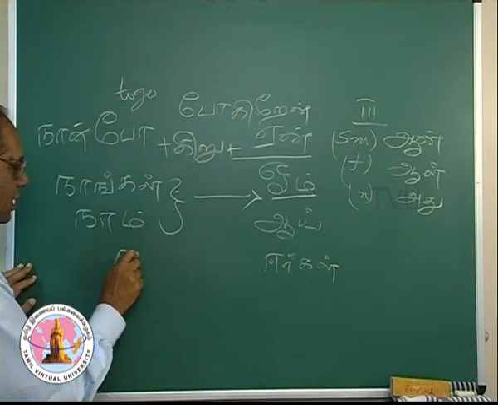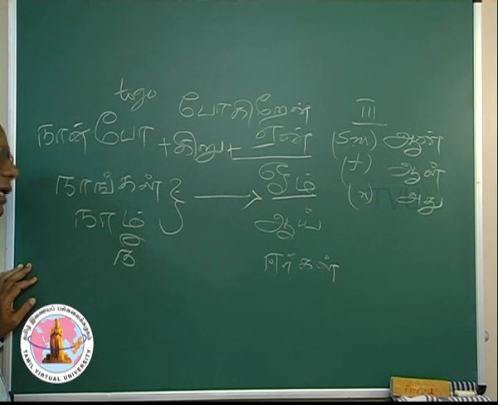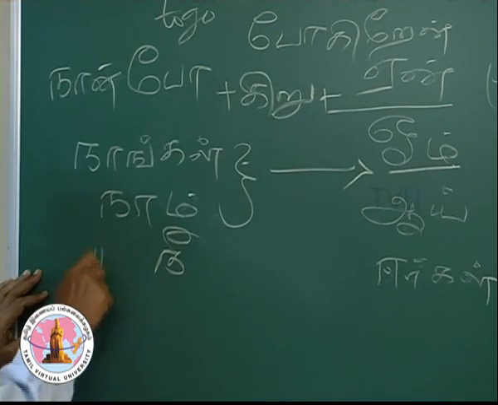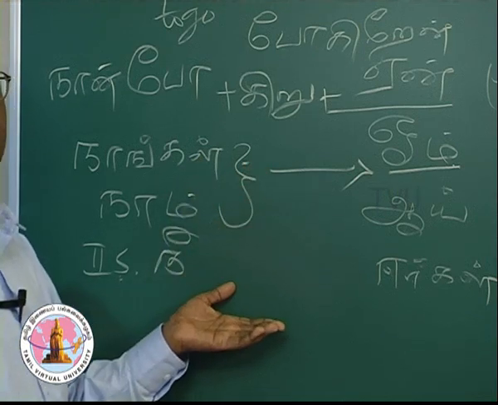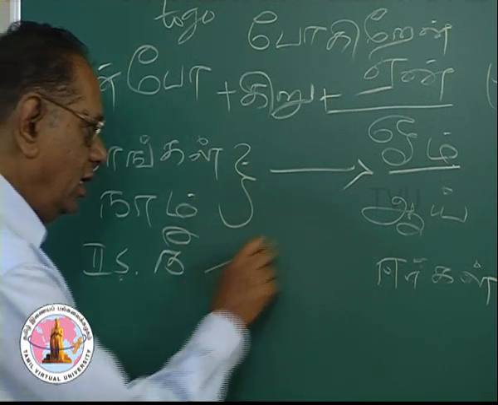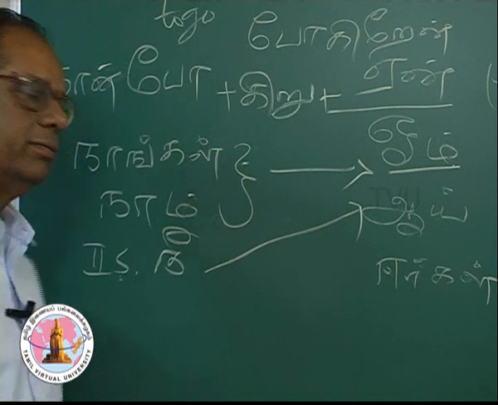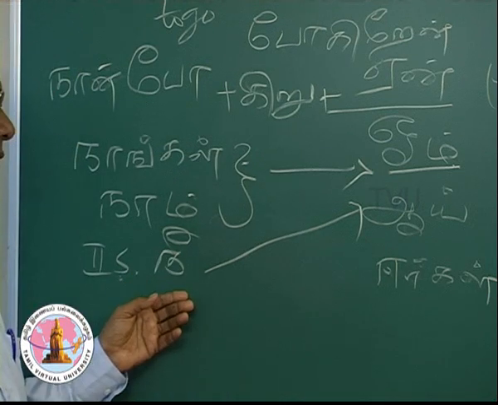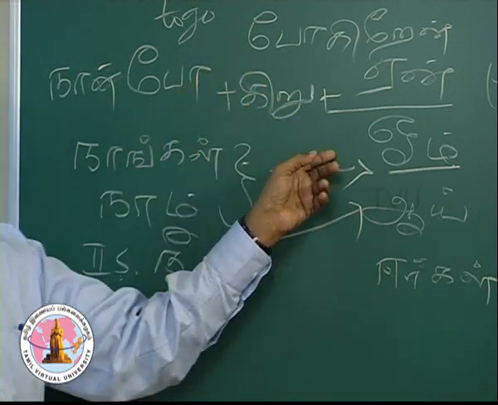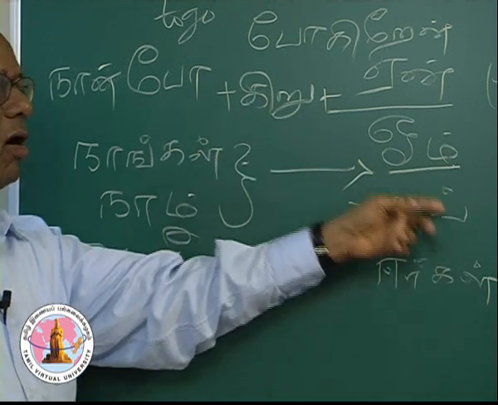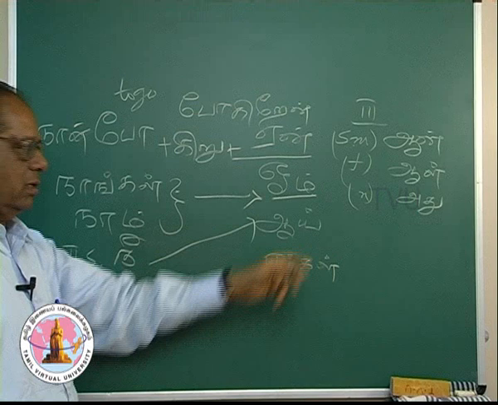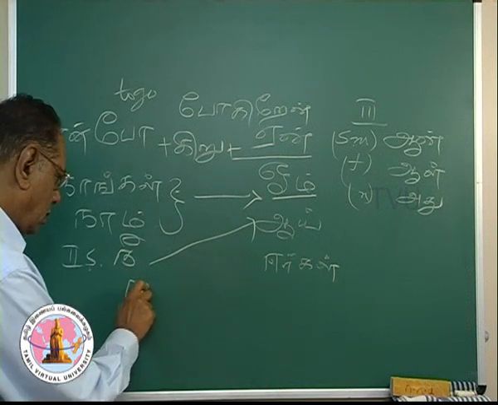And for நீ, second person singular. I hope you remember all these words. For நீ, it will be I. நீ போகிறாய்.